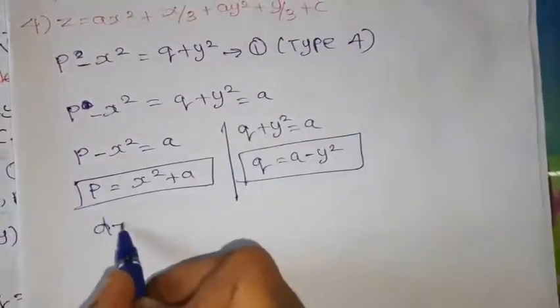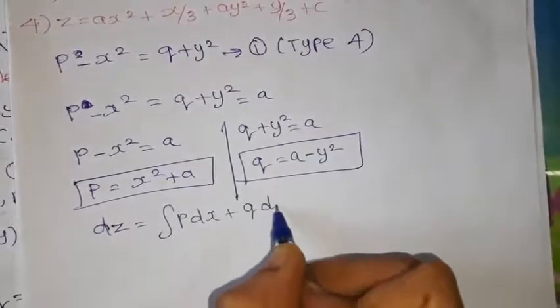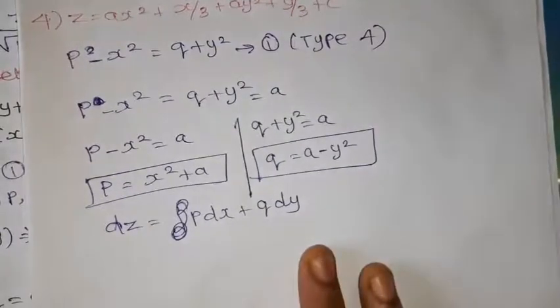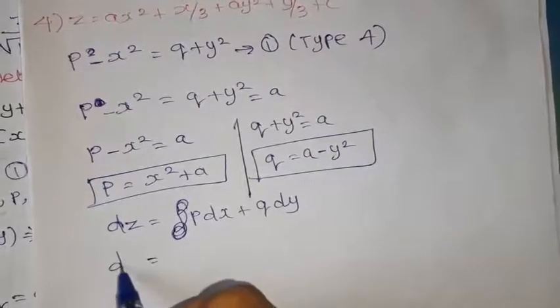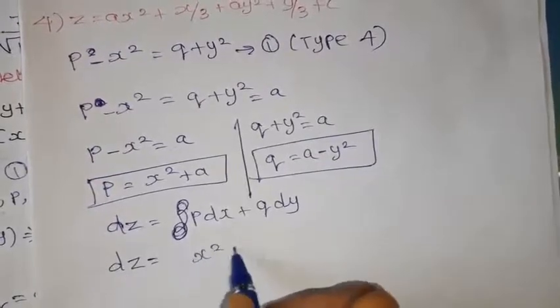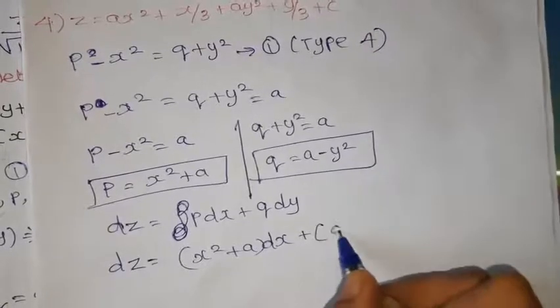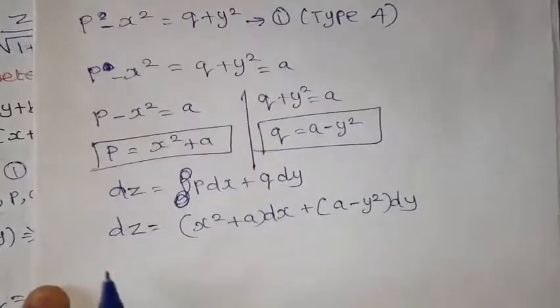Then what we need to do now? dz equal to p dx plus q dy. Then substitute the p and q values: (x squared plus a) dx plus (a minus y squared) dy. Now integrating on both sides, what will we get?